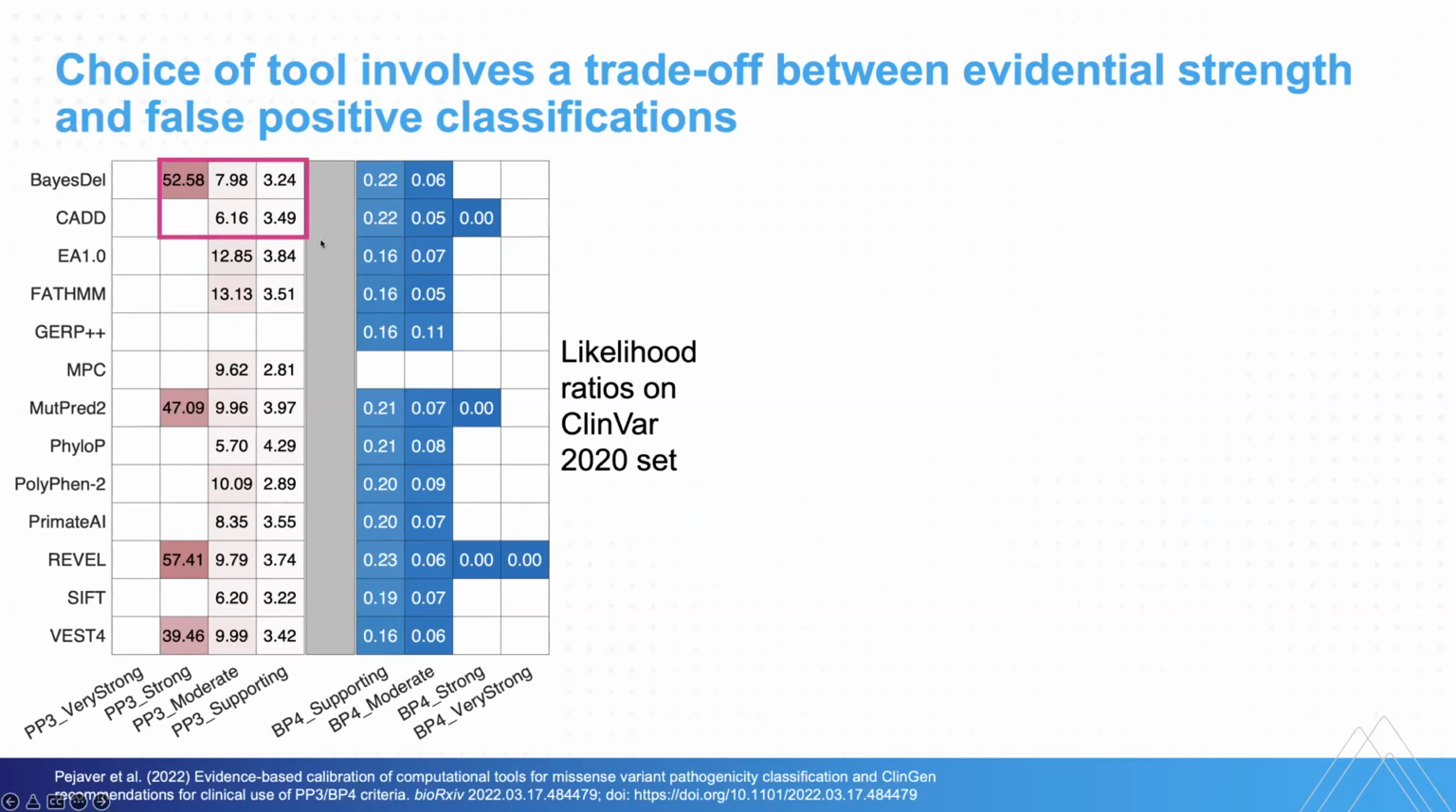I just want to make a point that tools behave differently when you change data sets, right? It's not that these numbers are super close to the numbers that I presented earlier. They're much higher in some cases. As I mentioned, CADD does not provide strong evidence, mostly just supporting and moderate.